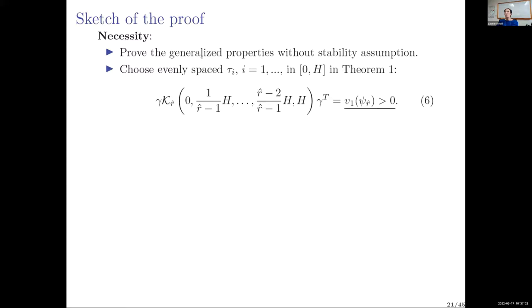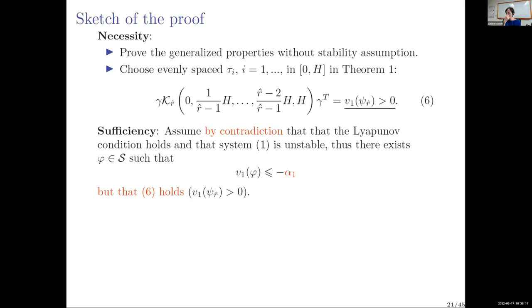First we have to prove the generalized property without the stability assumption, because we want necessary and sufficient conditions. So we have to prove them again, and it's a bit more complicated. And then if we choose in our necessary condition a particular set of tau, we obtain the result. Okay, we obtain the V1 and the U matrix I showed before.